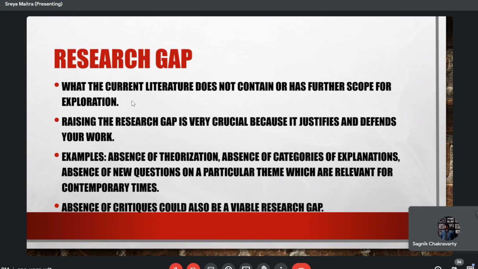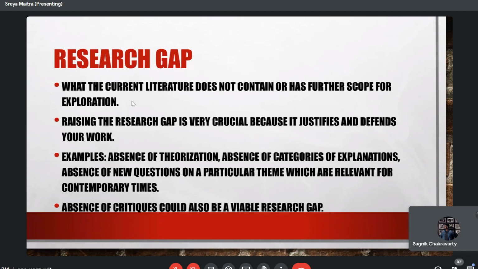You understand? So there are often absence of categories or explanations, and you can introduce those categories and explanations and say that this is the research gap that I find. That the topic has been discussed, the subject has been discussed, but it has not been discussed in a way that a uniform category comes up. We don't have uniform explanations. We don't have theorizations. Or you can say that new questions are not being raised on this, which will be relevant for our contemporary times.